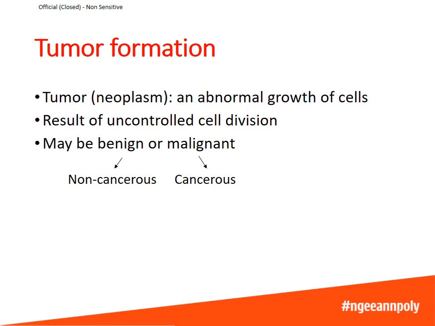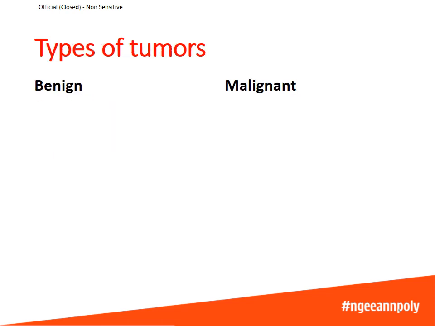So, a tumor or a neoplasm is an abnormal growth of cells that results from uncontrolled cell division. When a tumor is found, it can then be diagnosed to be benign or malignant. Benign means that it is non-cancerous, so not very harmful. Malignant means that it is cancerous. Let's take a look at the differences between benign tumors and malignant tumors.